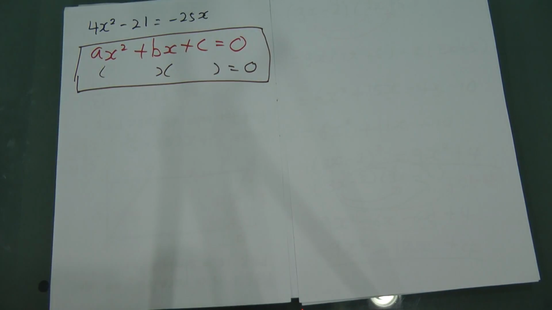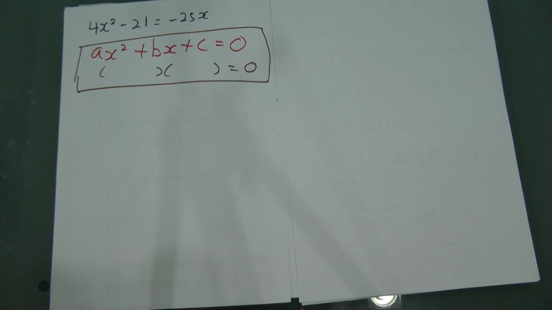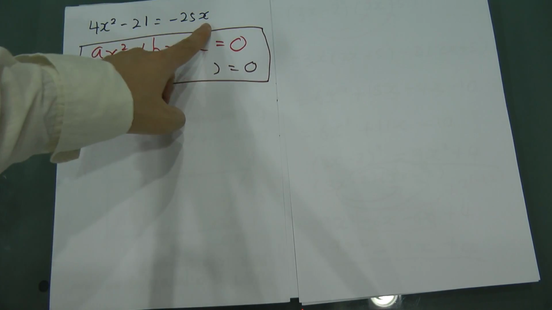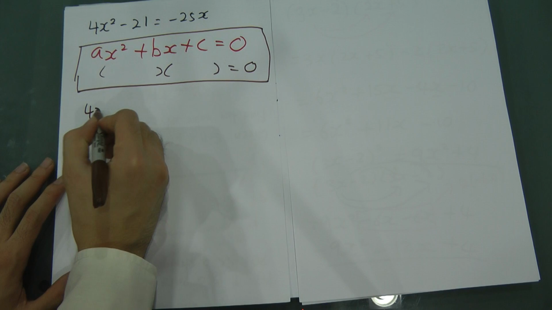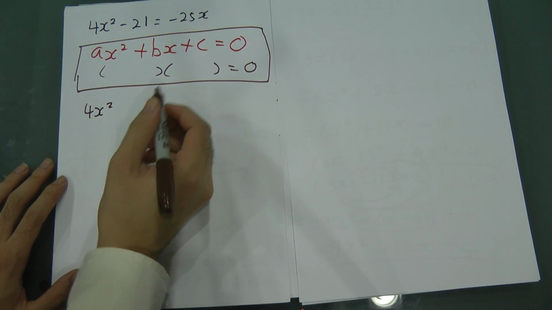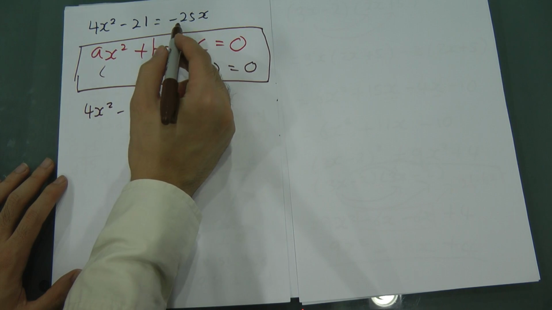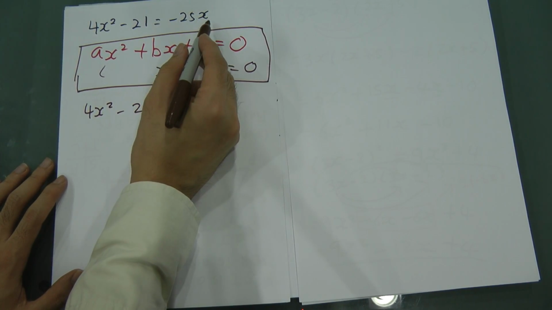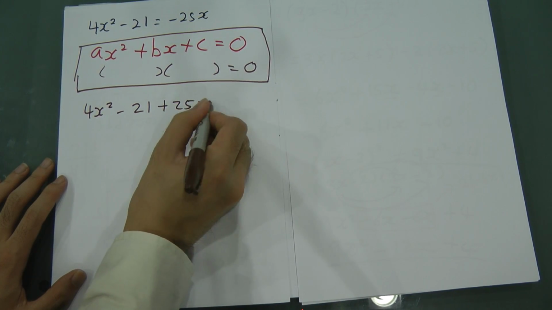Because in SPM, most of the time it asks you to solve the following equation. When you see the word solve, what does solve mean? Solve means you have to find out the value of x. So I rearrange this into the general form. Here I have 4x squared. I move everything to one side to become 0 first. Minus 21. Minus 25x moved to this side becomes plus 25x.